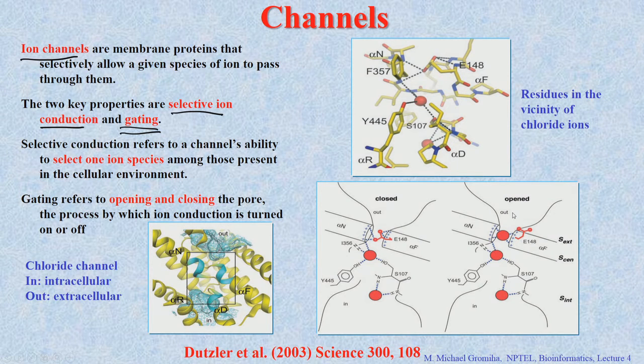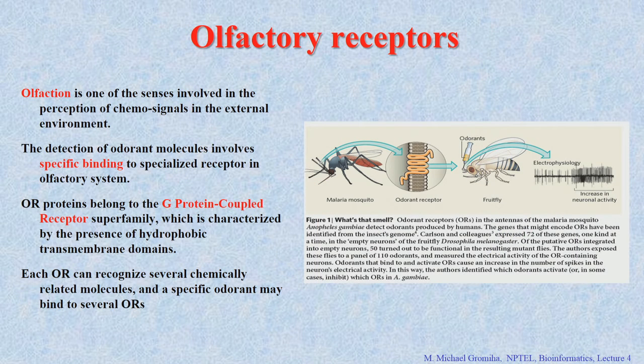So, there are two different aspects. One is the selective ion conduction, they will allow to pass only specific ions, and the second one is the gating. So, it has open and closed conformation, right, it changes the conformation to allow ions to pass through the membrane, right. Okay, this is another example called olfactory receptors, right.